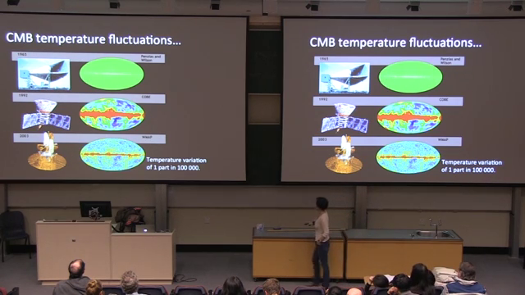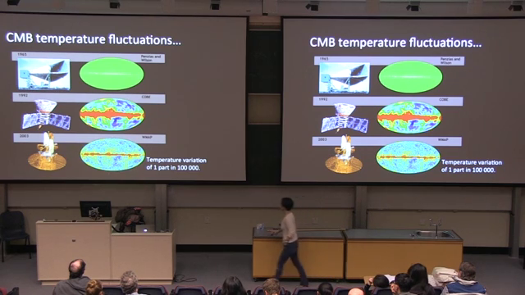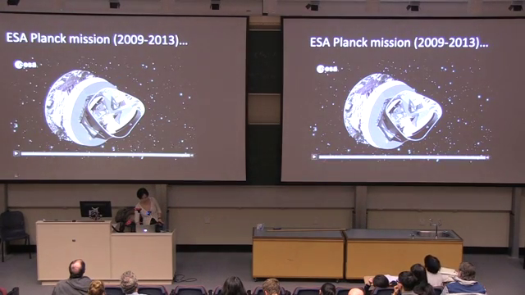COBE came online in '92, and it started seeing these patterns. The color coding here indicates the fluctuations in the CMB temperature. And these fluctuations are really, really tiny, about 1 part in 100,000 or so. And then with WMAP, in 2003, you can see even better resolution of these temperature fluctuations. And the latest instrument to map out the CMB sky is the Planck mission of the European Space Agency.